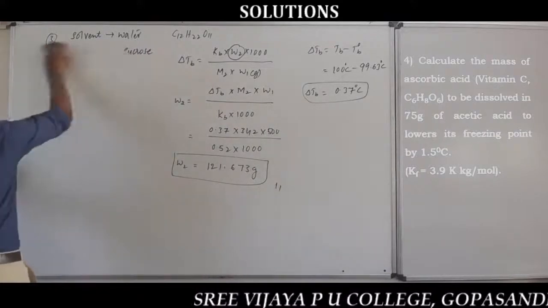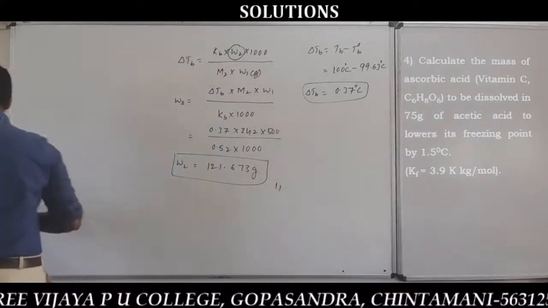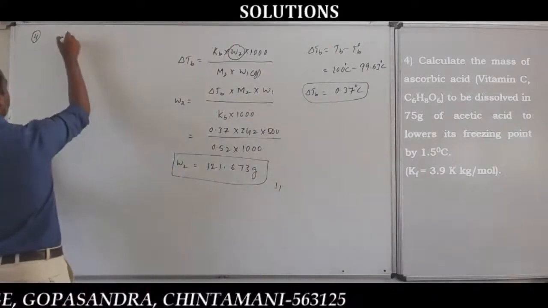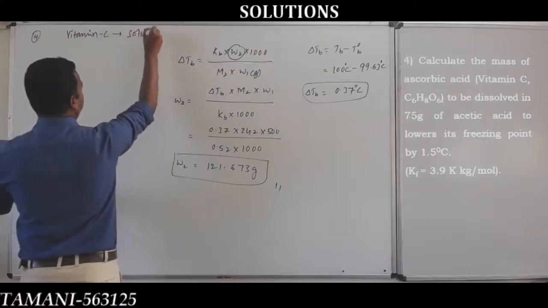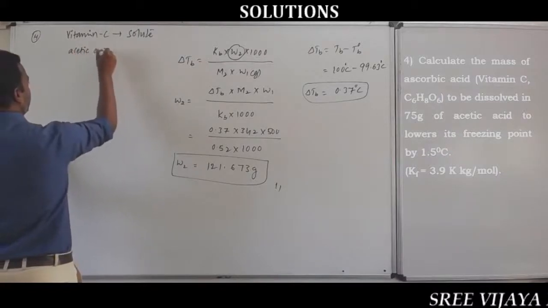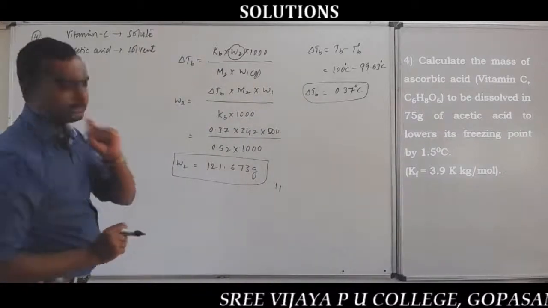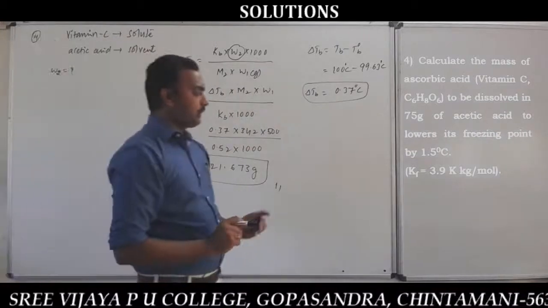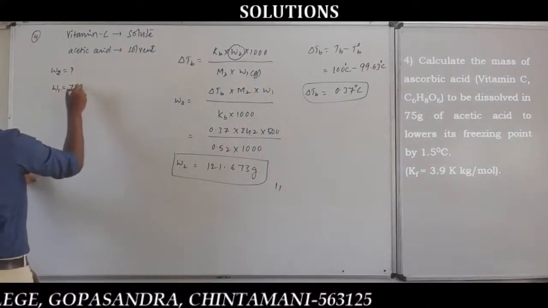Let me collect the data. What's the data given? Problem number 4. Calculate the mass of ascorbic acid. Vitamin C acts as the solute in this problem, and the solvent is acetic acid. Ascorbic acid mass is the mass of solute we have to find out, to be dissolved in 75 gram of acetic acid. Mass of acetic acid, W1, is equal to 75 gram.